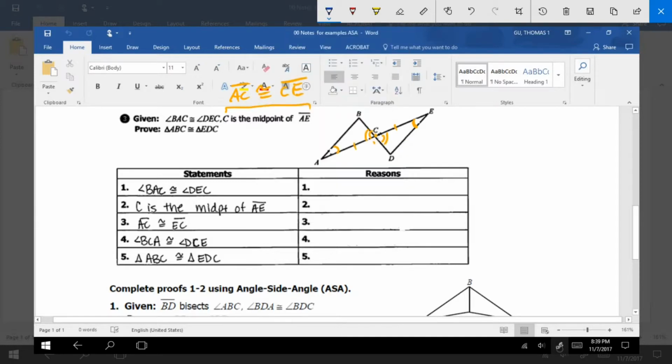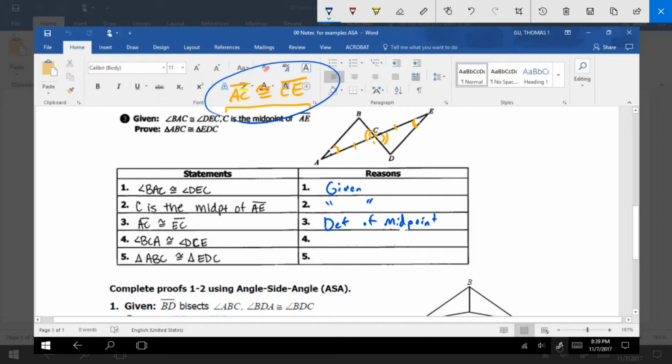Step 1, angle BAC is congruent to angle DEC. Where's that? It's in the given. Step 2, C is the midpoint of AE. Where's that? Also in the given. Step 3, AC is congruent to CE, or they wrote EC, but that's up here. And how do we get that? That's the definition of the midpoint. Remember, that's the reason they told us the midpoint.